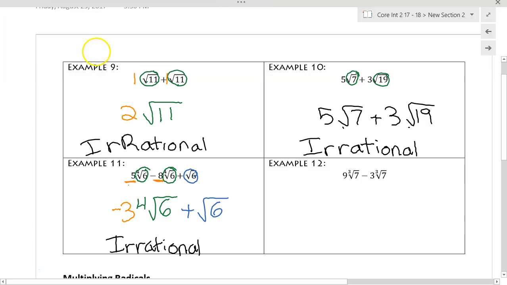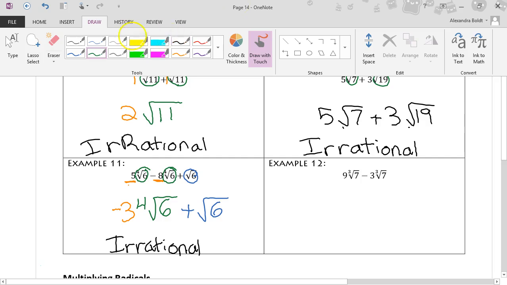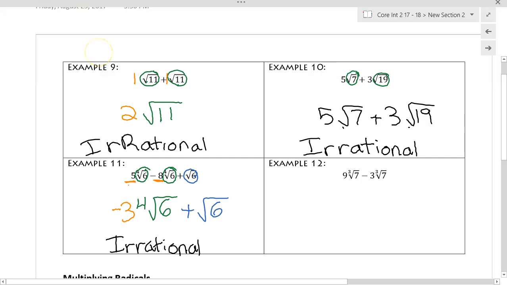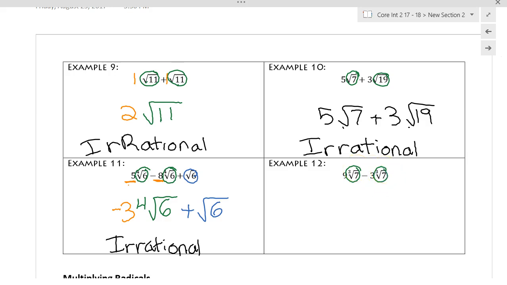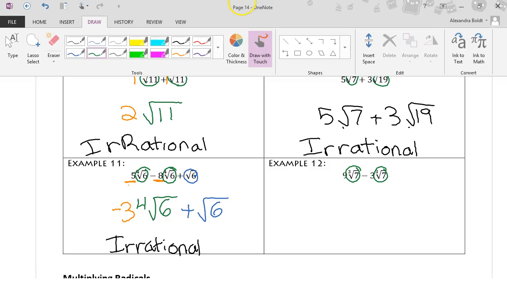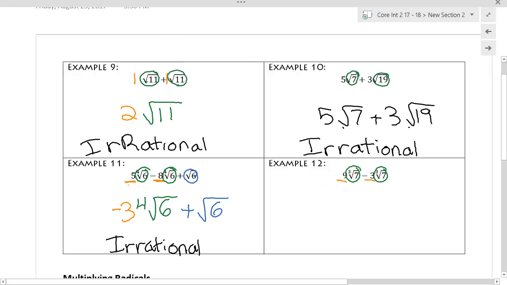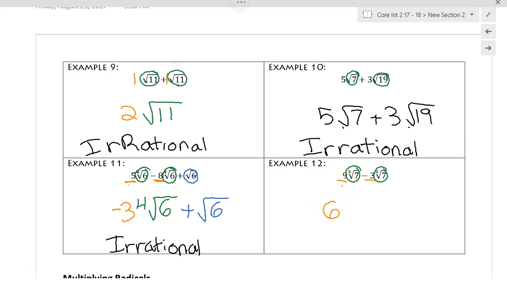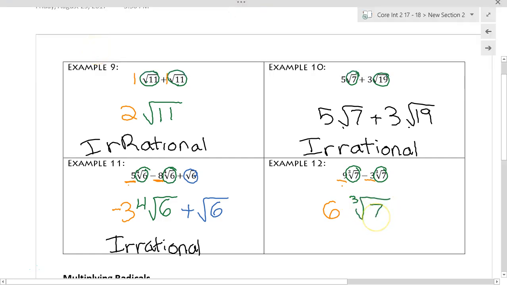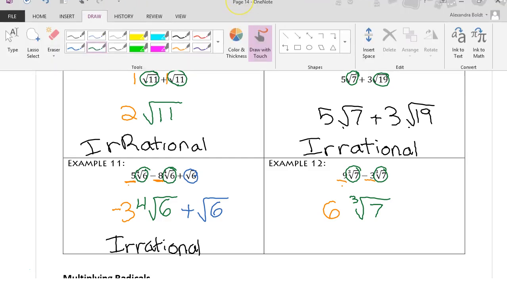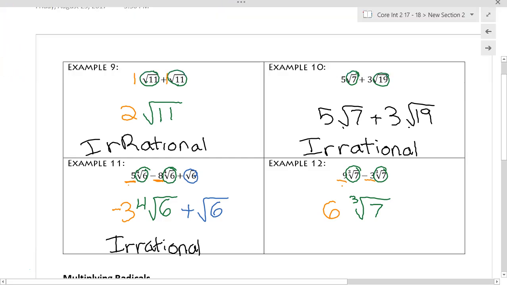All right, last example for this set, for adding and subtracting. 9 cube root 7 minus 3 cube root 7, right? Those are the same, so I'm just combining my coefficients. 9 minus 3 is 6, and then I'm going to have the third root of 7. So 6 cube root or third root of 7. That's it for adding and subtracting with roots.